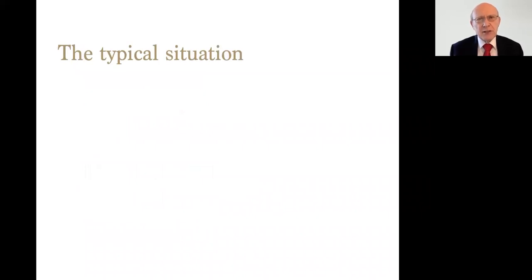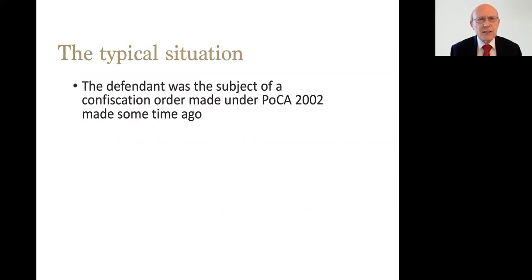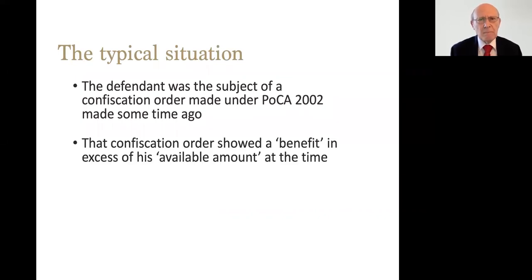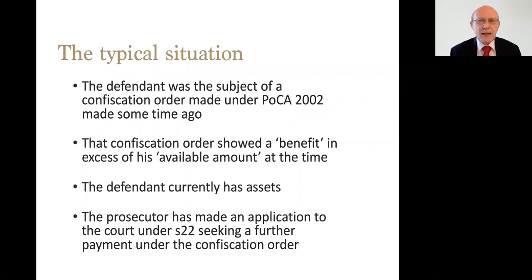So the typical situation, if we are facing a Section 22 application, is this. The defendant was subject to a confiscation order made under the Proceeds of Crime Act 2002 some time ago. That confiscation order showed a benefit in excess of his available amount at the time. The defendant currently has assets, and the prosecutor has made an application to the court under Section 22 seeking a further payment under the confiscation order. So that's the typical situation we're dealing with if we're facing a Section 22 application. As I'll mention, that's not the only case in which the Crown might make a Section 22 application, but we'll talk about that in a minute.